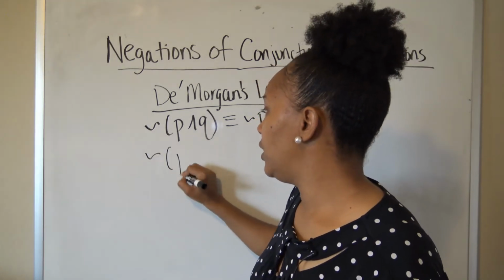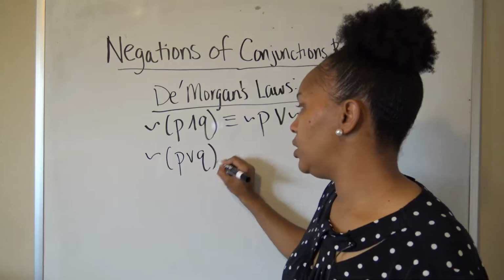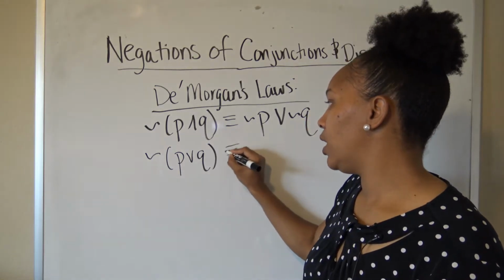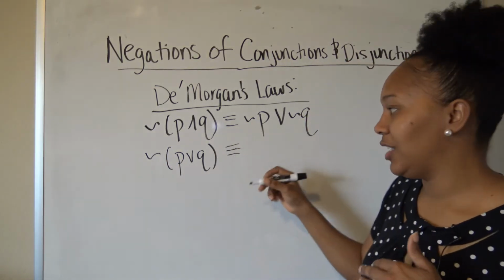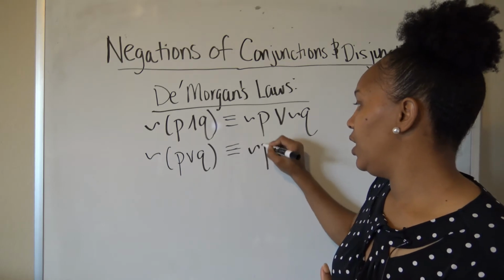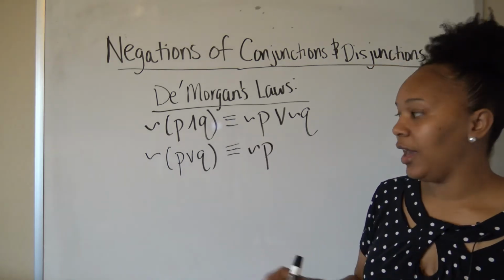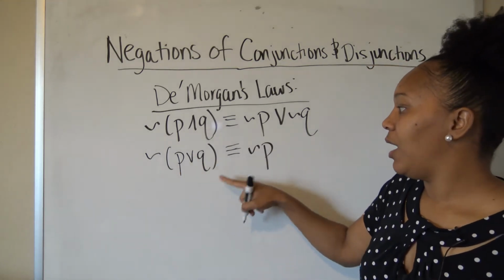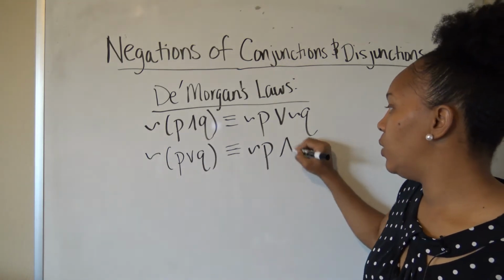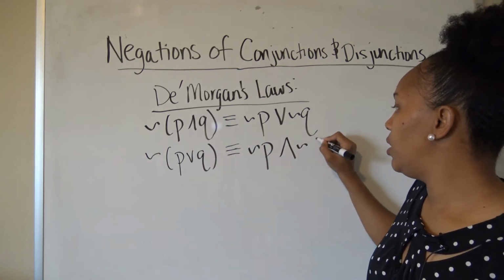So if you wanted to negate P or Q, which is the disjunction, then you would do the same thing. Distribute that negation inside the parentheses, and everything inside the parentheses becomes negated. So that P becomes not P, that or negates to an and, and then that Q becomes not Q.